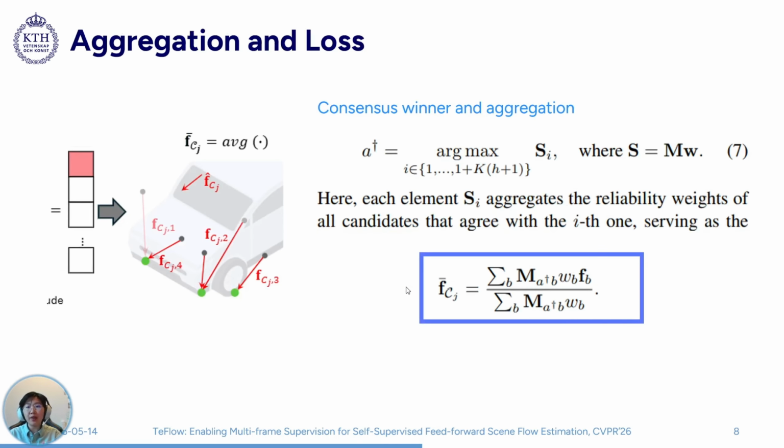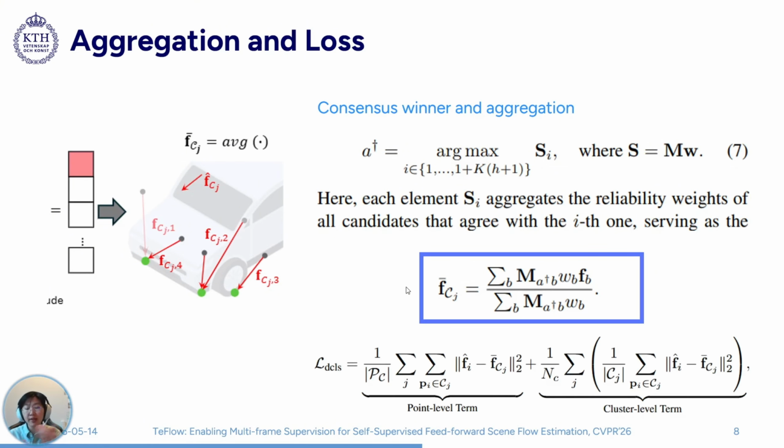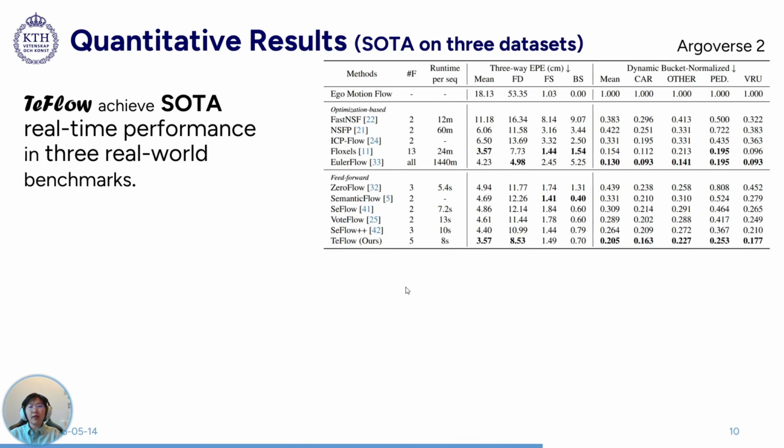After voting, we find the consensus winner, the candidate supported by the most reliable neighbors. But instead of using only a single candidate, we aggregate all candidates that agree with it, and this gives a smooth and more stable cluster-level supervision target. Finally, we train the network with this dynamic cluster loss, from point-level and cluster-level terms, together with static and geometry consistency losses. Now let's look at the results.